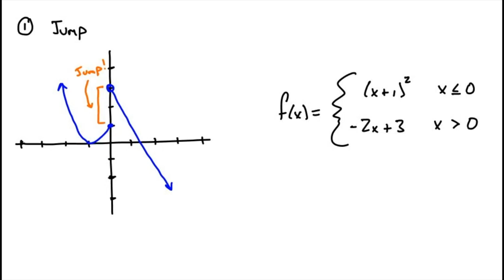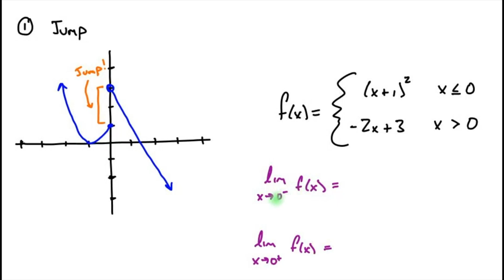If we wanted to algebraically demonstrate that a jump was occurring, we would take a look at the limits. And we're going to check out the limit as x approaches 0 from the left of our function and the limit as x approaches 0 from the right of our function. And we'll notice that the two y values are going to be different, indicating that our function had to jump at that x value of 0.